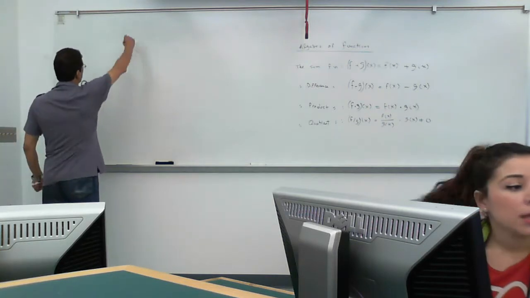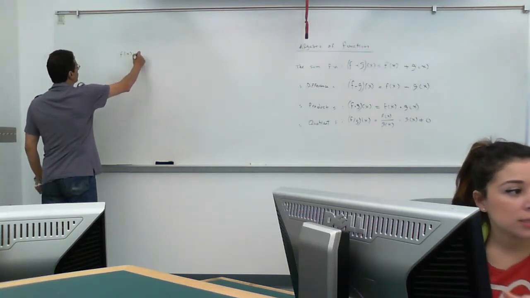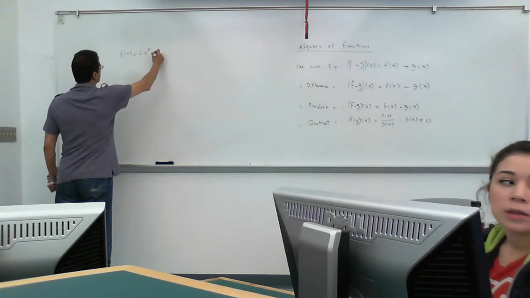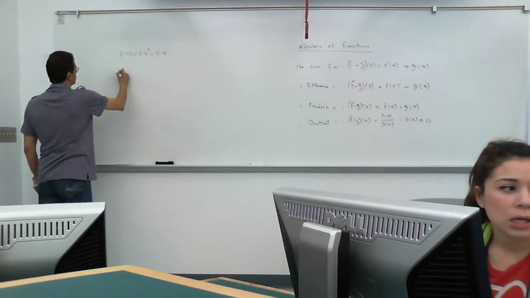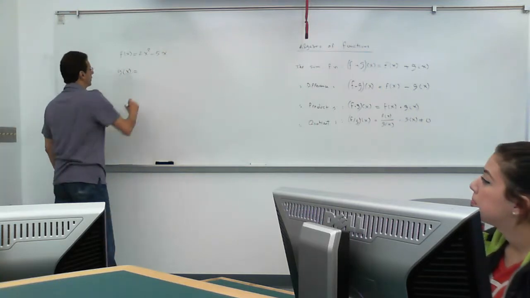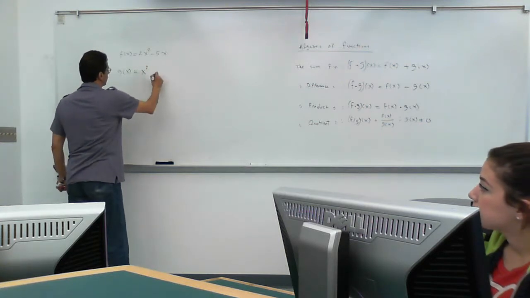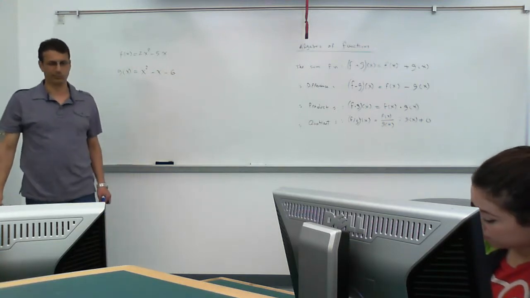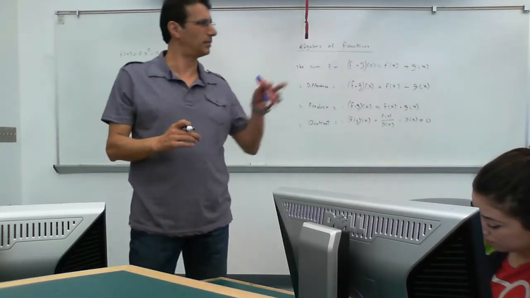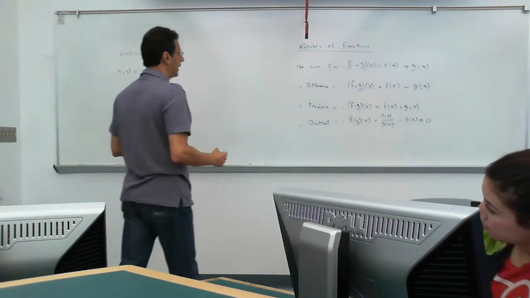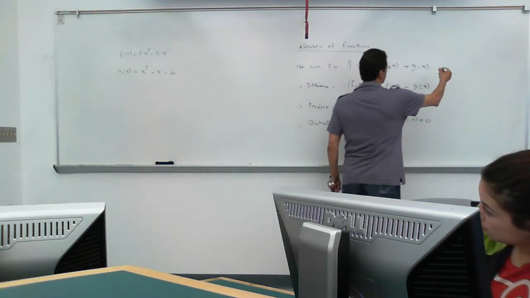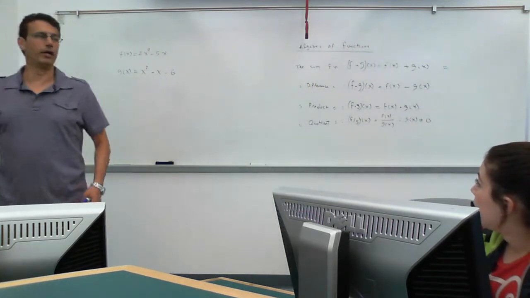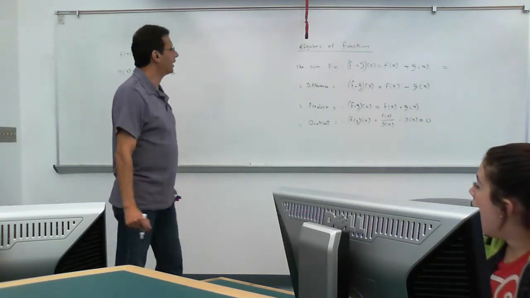Now, a very simple example. Let f of x equal 2x squared minus 5x, and g of x is, let's say, x squared minus x minus 6. A very simple example. So here's what we want to do. We want to find f plus g of x. Go ahead and do that. Let's see what you have.